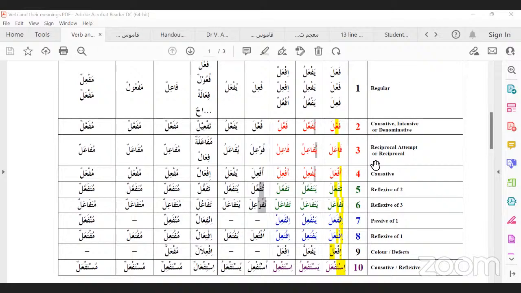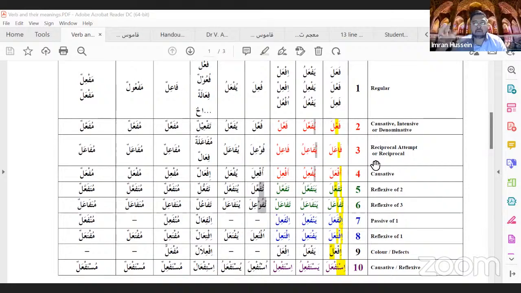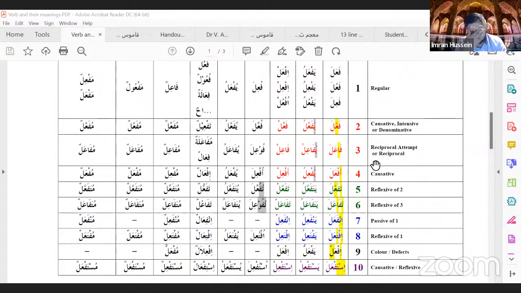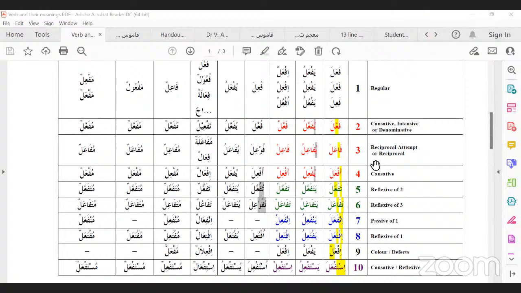It normally indicates a mutual action between two individuals. When you say sharaka, it means he participated with someone. This action did not happen by himself, but there was someone else involved. So if it was jahada, if the two of them did jihad, or a group, then it would be jahada.